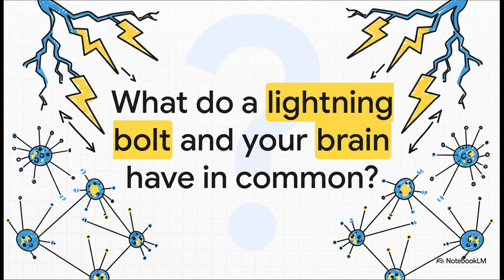What could a massive, chaotic bolt of lightning possibly have in common with the delicate, precise firing of a single neuron in your brain? And believe it or not, the answer is that they both play by the exact same fundamental rules of electricity. So let's figure out what those rules actually are.